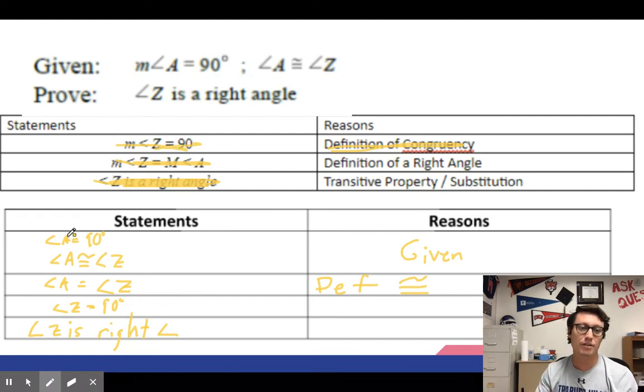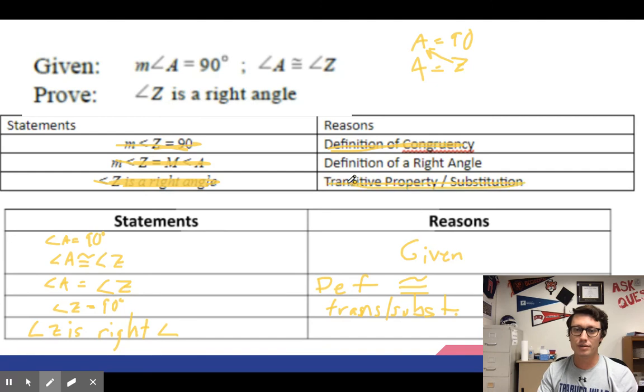Well, again, if angle A is equal to 90, and if angle A is equal to angle Z, that's, again, the transitive property. So if A equals 90, but A also equals Z, right? These are both the same thing. You can replace, you can substitute, right? So this is the transitive property or substitution. They are the same.